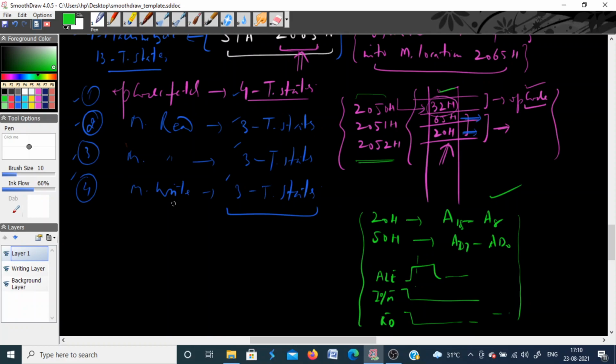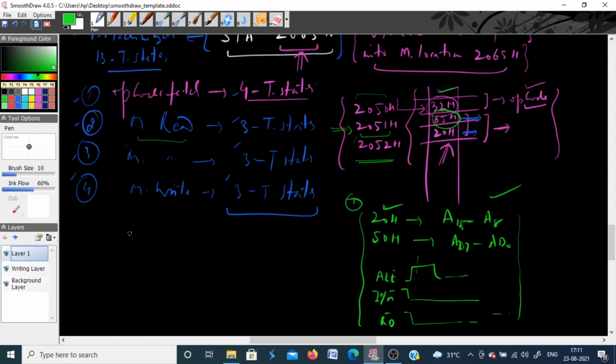Now what the processor will do in the next cycle, which is the memory read cycle? It has to fetch a byte 65h from the memory, which is at 2051h. So by the time the first instruction is being fetched and decoded, the program counter contents has already been incremented by 1 to 2051h.